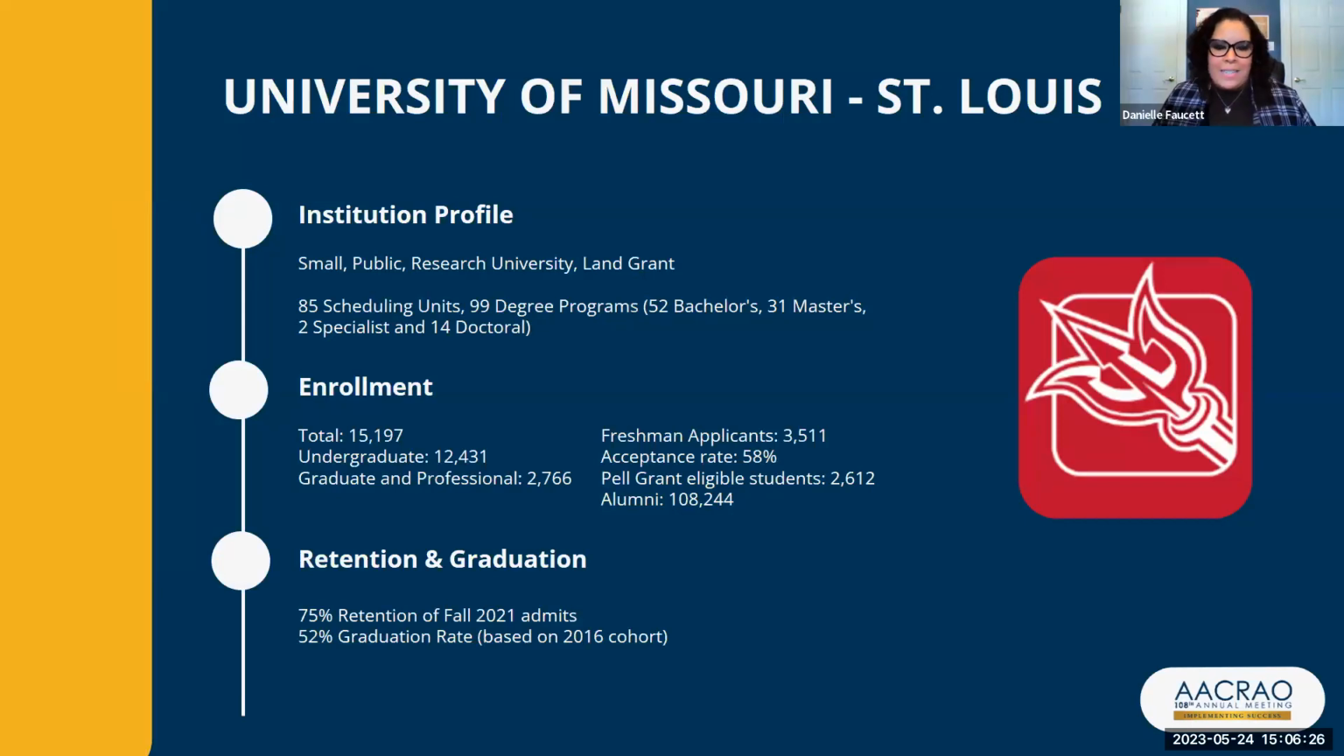Hello, everyone. My name is Danielle Fawcett, and I am the Associate Registrar over Curriculum and Scheduling here at the University of Missouri St. Louis. We are a much smaller institution than NYU. We're a small public research university that is also a land grant institution. We have about 85 scheduling units and 99 degree programs, and about 15,000 enrolled in any given fall semester. So a lot smaller than NYU, but still holding strong. Like Beth said, we were impacted by the pandemic, but hopefully we'll get those numbers back up soon.